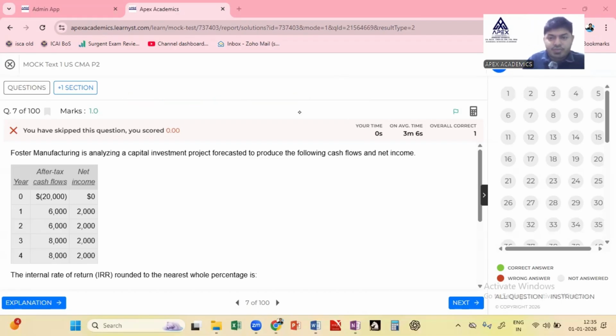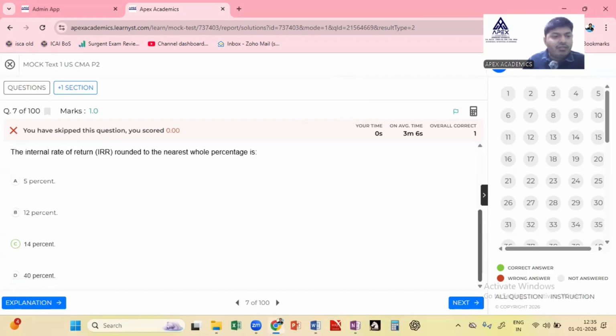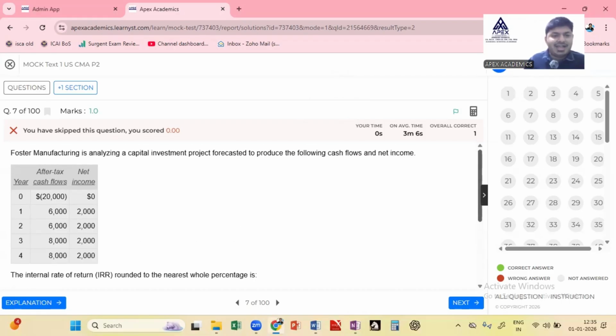And what are the four options that this question provides you? 5, 12, 14 and 40%. At this they are saying calculate the IRR. So what are the options that I have? I have 5, I have 12, I have 14 and I have 40%. I will calculate the present value of cash inflow at each of these options and I will check what is the nearest.